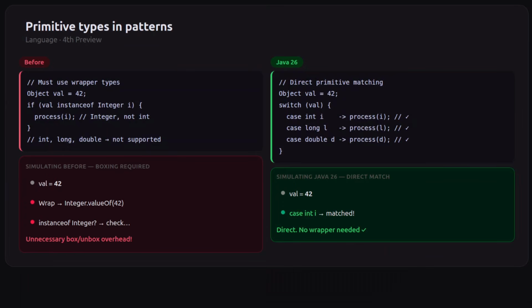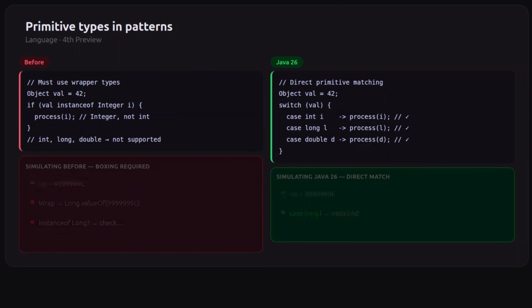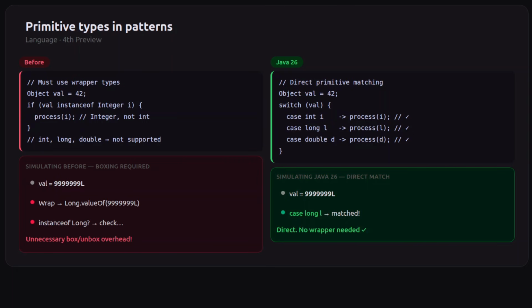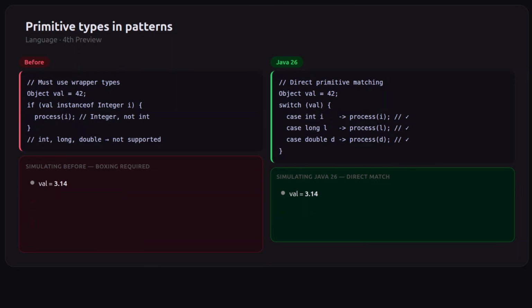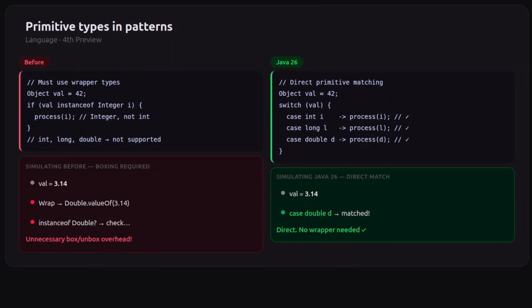Our first upgrade is primitive type pattern. You can just think of it like a vending machine that only accepted credit cards before, but now because of Java 26, it starts accepting cash as well. You no longer need to do manual boxing or unboxing. Just use primitive types directly in patterns and you are done. Here you can see a simulated demo.